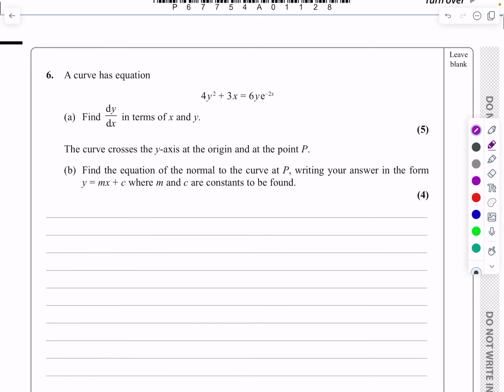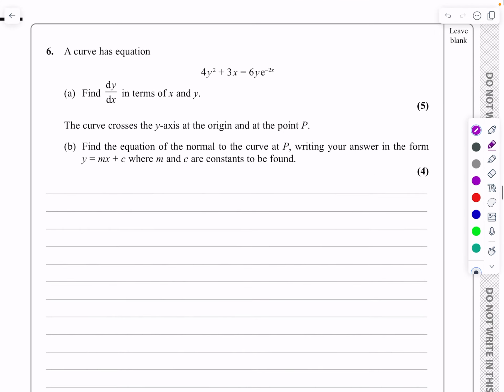Okay, this is the P4 paper from January 2021. It's question number 6, which is a differentiation question, and in particular, implicit differentiation. We've got a function there that can only be differentiated implicitly. What have we got to do? We've got to find dy by dx for the first part.